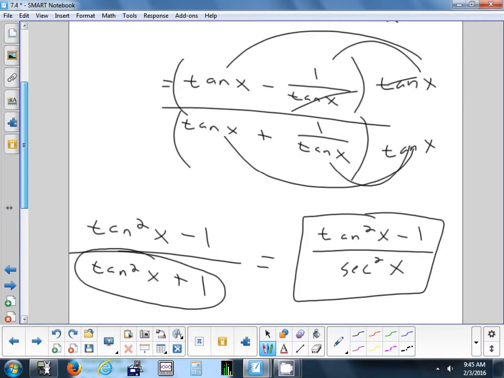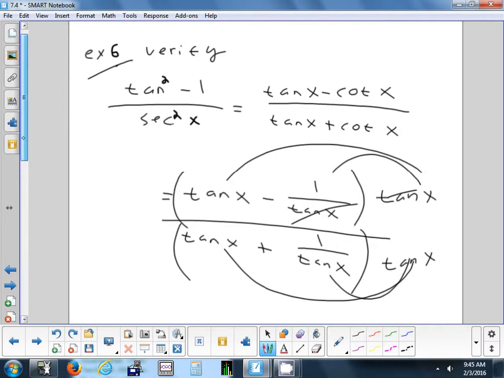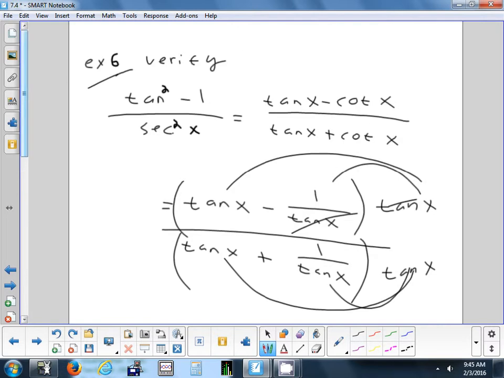Wait, so is that the answer? Yeah, we wanted to get tangent squared minus 1 over secant squared. Tangent squared minus 1 over secant squared. So we turn the right-hand side into the left.